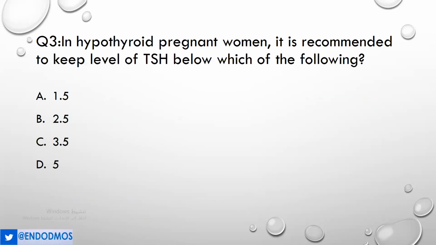Again, think about this question. In hypothyroid pregnant ladies, it is recommended to keep the level of TSH below which of the following? A, 1.5; B, 2.5; C, 3.5; D, 5.